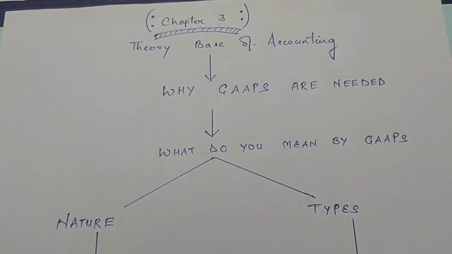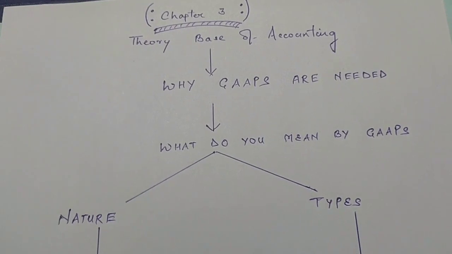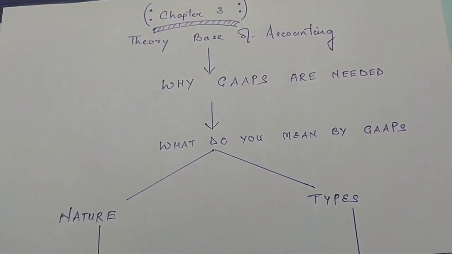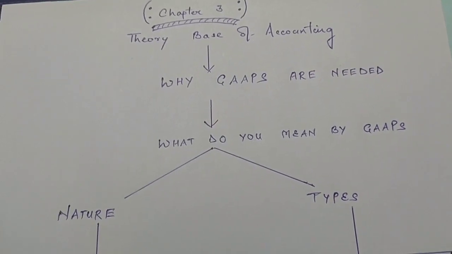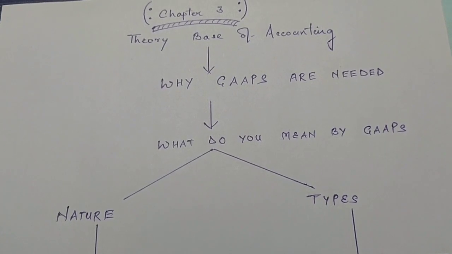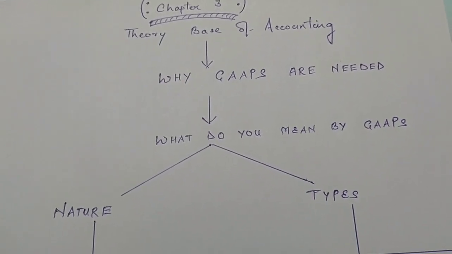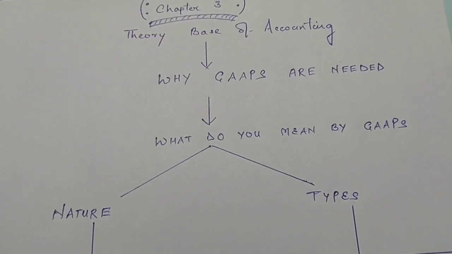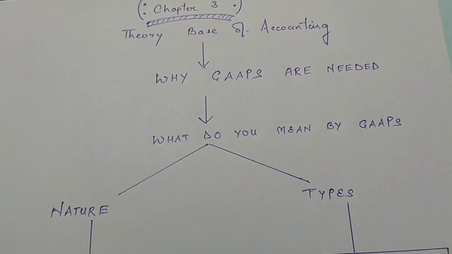This video is about accounting principles, the third chapter of class 11th accounting. The very first thing I would like to discuss is why accounting principles are needed. I would like to tell you that accounting principles are also known as GAAP. Now, what is GAAP? The full form of GAAP is Generally Accepted Accounting Principles.